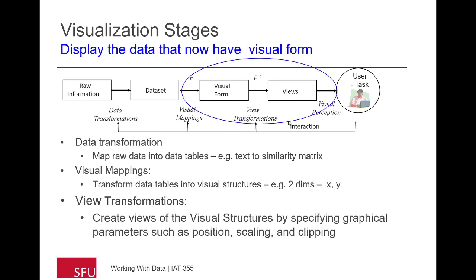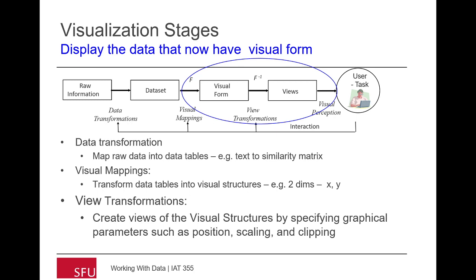The third stage in the pipeline model that we have here is view transformations. And what that means is we create views of the visual structures that we had previously constructed by specifying graphical parameters such as position, scaling, and clipping. These things are much more directly related to the way the views are presented on the display that you're interacting with. And so what goes on here is that you display the data that you have in the visual form in a manner that's convenient and understandable.